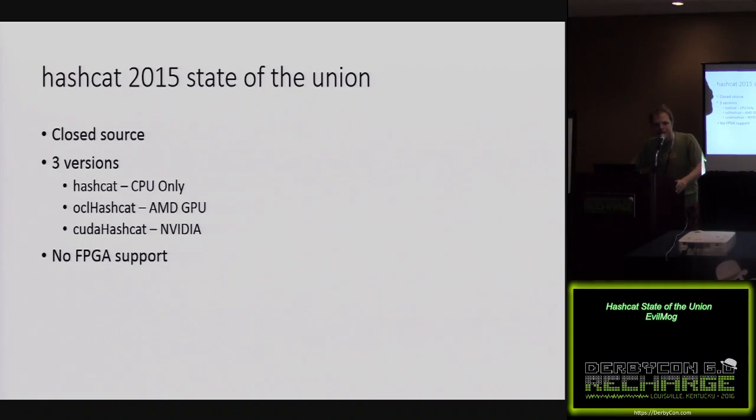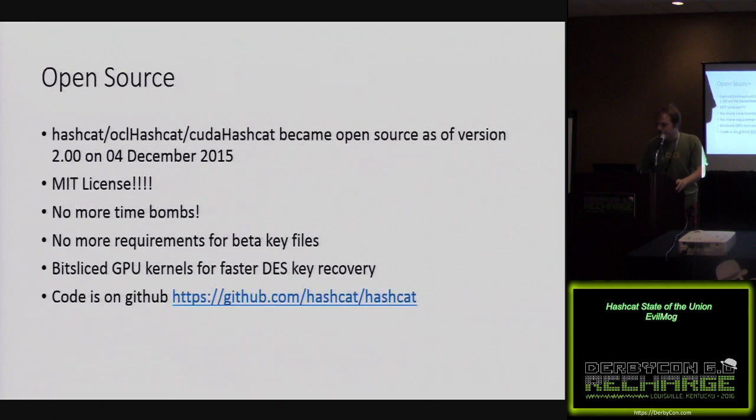So, where were we last year? 2015 was a really weird and interesting time. We had 3 versions of Hashcat. It was closed source. There was Hashcat CPU, OCL Hashcat, CUDA Hashcat, no FPGA support, and things that worked. You know, we all had beta keys to deal with. We had to deal with really crappy middleware that didn't work quite so well. So, things have kind of changed a bit.